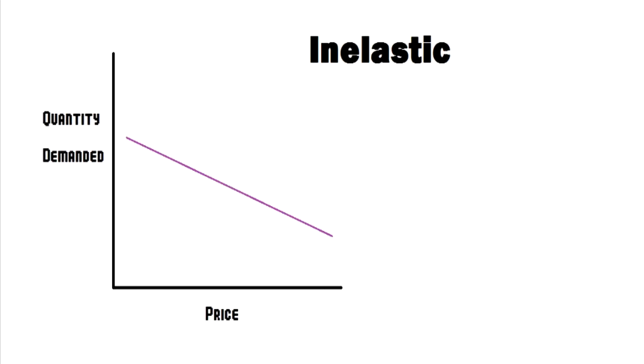Here we see an inelastic graph. As you can see, the line is more horizontal than the elastic graph. Now if we take a look at the two points in the inelastic graph, we can see that the difference in price is greater than the difference in quantity demanded.